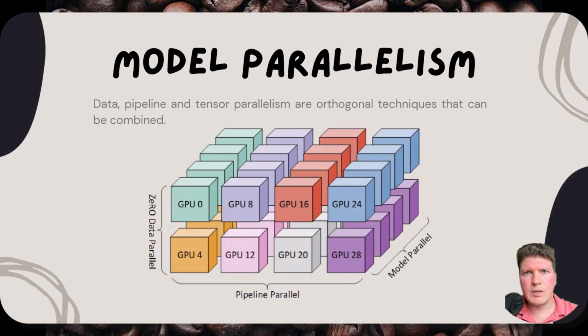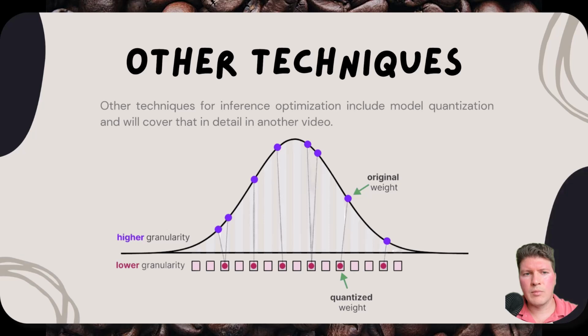Data, pipeline, and tensor parallelism are orthogonal techniques that can be combined. For example, a model can be split depthwise into a few pipeline stages, with tensor parallelism used within each stage. Other techniques for inference optimization include model quantization, and we'll cover that in detail in another video.